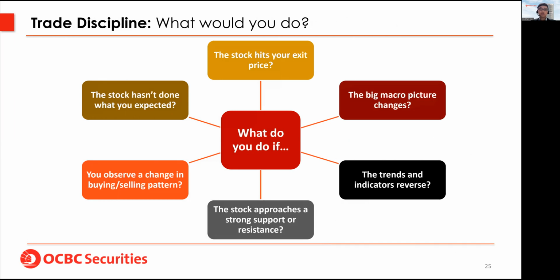So the idea is really to find a trade and tactic that works for you, and after that, re-evaluate it and see whether sticking to the plan works or whether there's anything to tweak. Some questions for you to ask yourself when it comes to trades: whether the stock has already hit your target price, whether the big macro picture has changed or the trends or indicators have reversed, whether there are any additional support or resistance lines, whether it's at a 52-week high or 52-week low, and the implications that come with that as well. So what do you do if a stock hasn't performed as you expected, or you observe some changing market sentiment or buying or selling patterns?